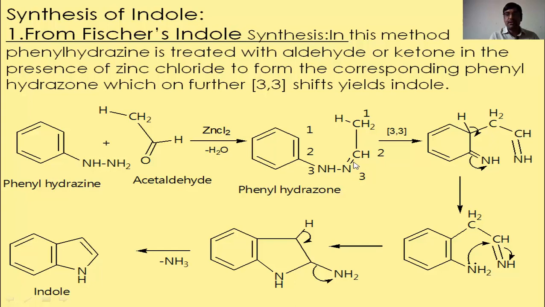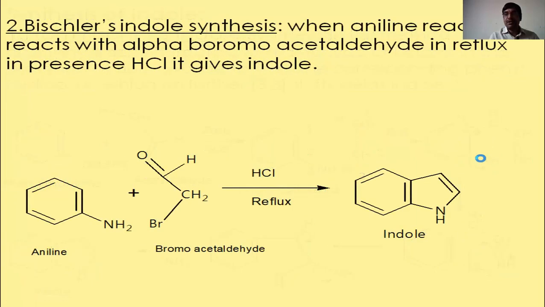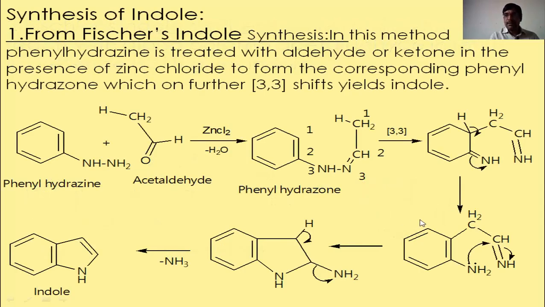Here a double bond is present, and a double bond is present in the next coming reaction. Here we can see this structure. After the 3,3 shift, this proton gets migrated as a 1,3 shift. After the 1,3 shift, we can see the formation of the NH2 group, and there is cyclization or aromatization.